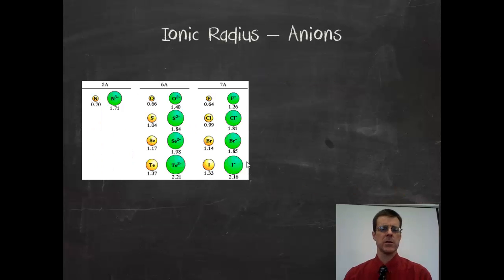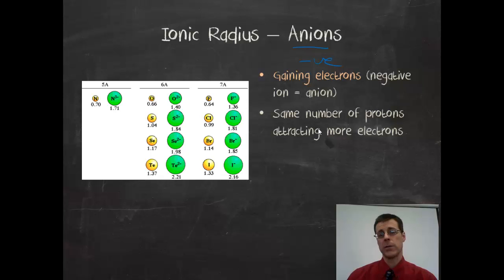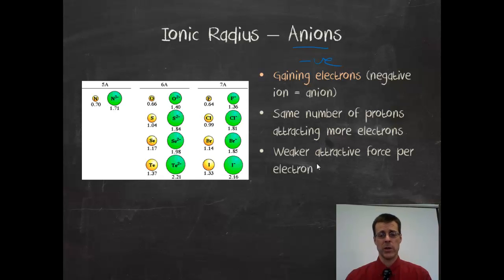Looking at the other side of that table, where I now have the negative ions. The negative ions are the anions. In each case, I am gaining an electron. And when I gain an electron, I've got the same number of protons. They're trying to attract more electrons, so they're kind of spread out a little bit more, or their attractive force is spread out a little bit more. And that weakens the amount of attractive force per electron.